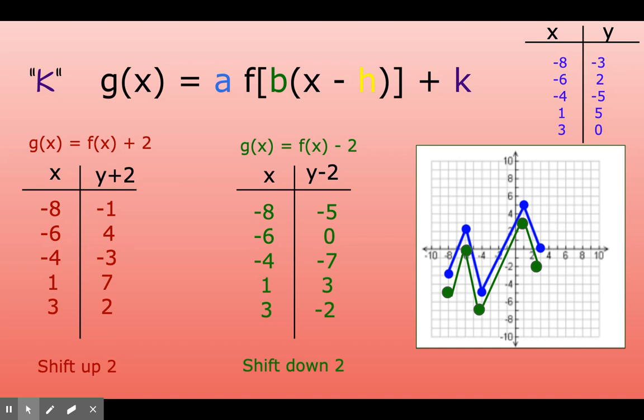So A, you're going to multiply your y's by that value. That'll stretch them or compress them. Whereas K, you're adding or subtracting. That'll shift it up or down.